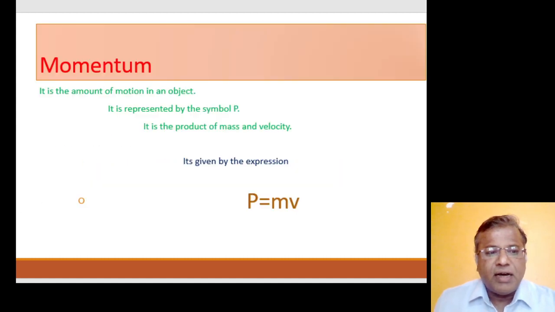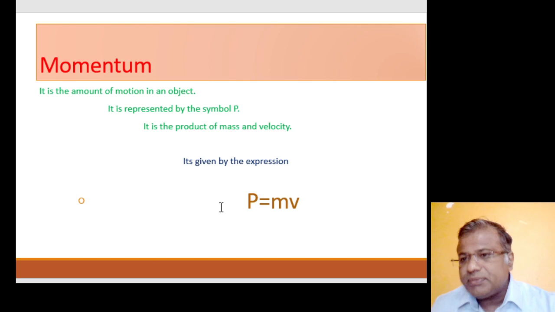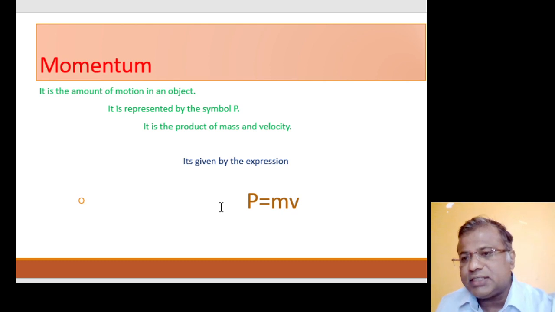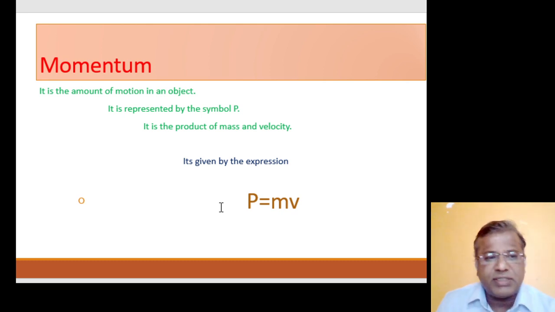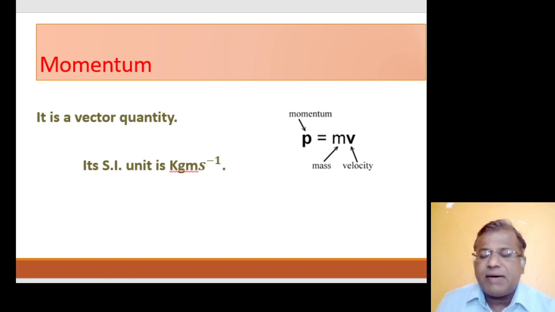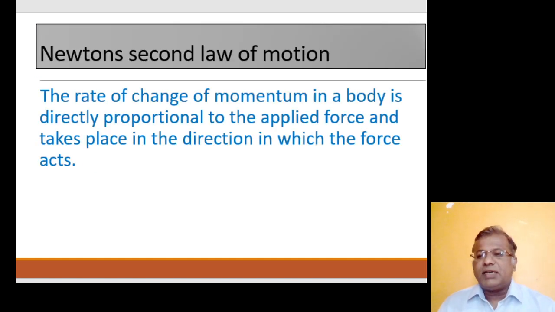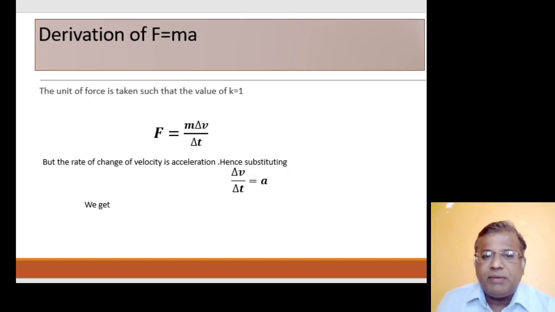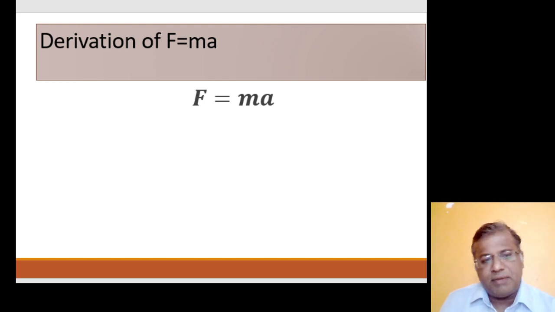Then we discussed the concept of momentum. Momentum is the product of mass and velocity, and its unit is kg meters per second. Then we came to Newton's second law, where the rate of change of momentum is directly proportional to the applied force. We took up the important derivation, taking the change in momentum, and came to the final equation, F equal to m into a.